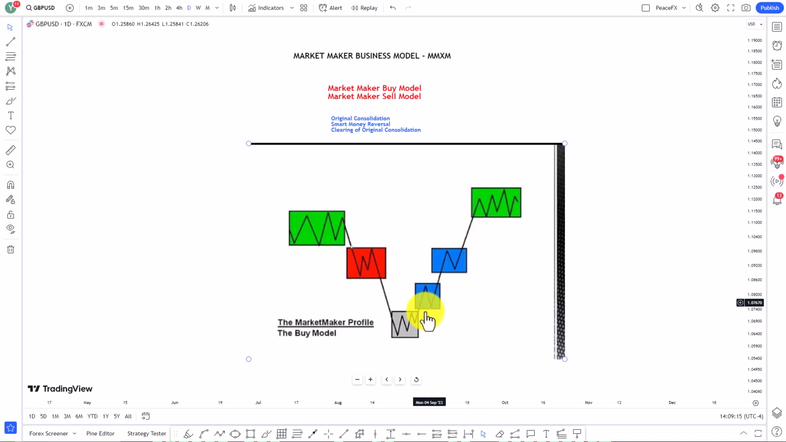Now we can't confirm that this is a buy model until at least the smart money reversal happens. The same way, you can't confirm a sell model until the smart money reversal occurs. Initially, the market will give us this particular origin, which can be called the original consolidation. It doesn't mean that it has to be a clear consolidation. It can even be formed with a single swing point. The idea is that it houses the liquidity pool.